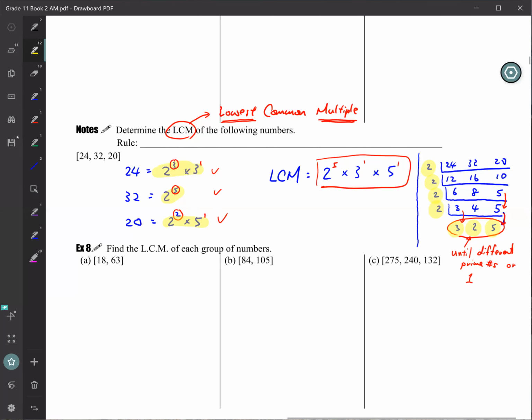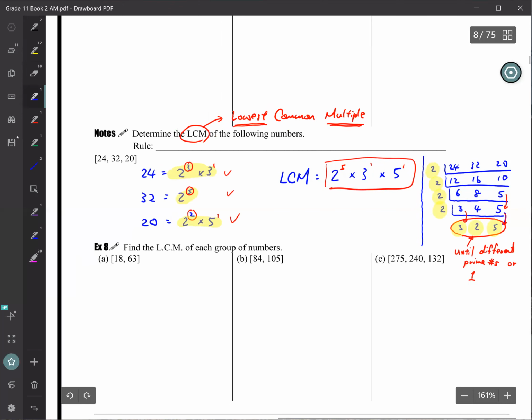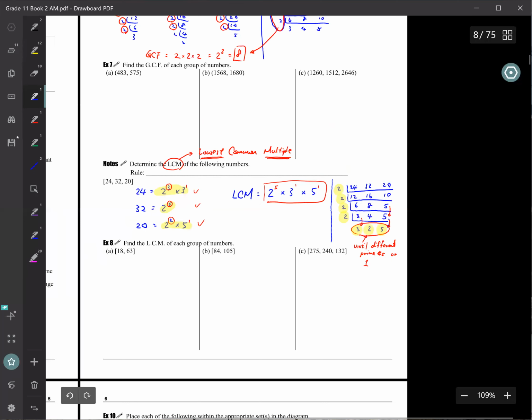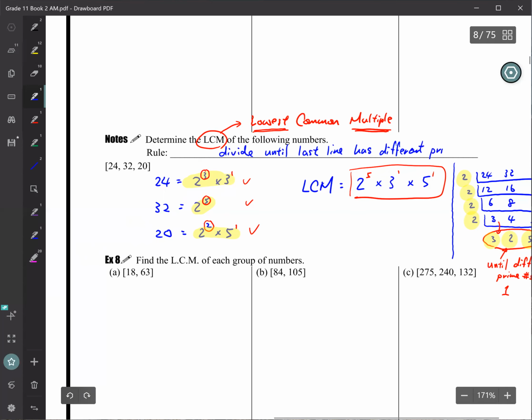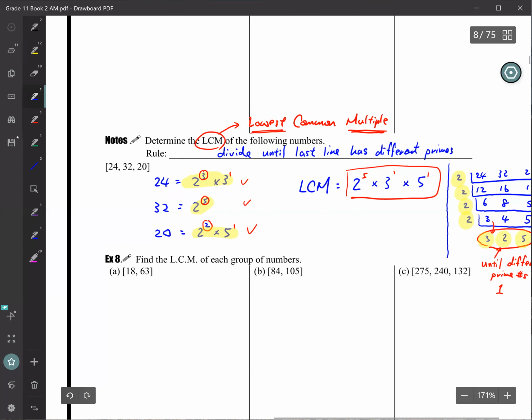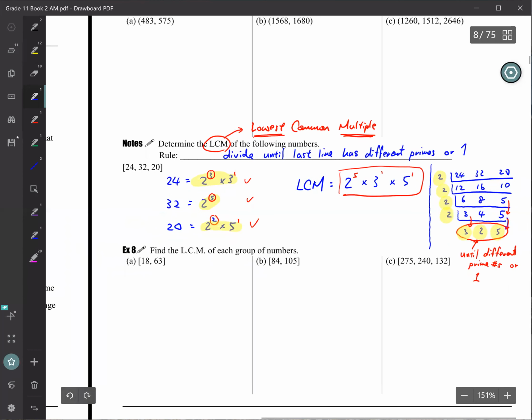Okay, so that will be the rule for finding LCM. Compare with the rule for GCF. For this one, you divide until the last line has different primes or 1.